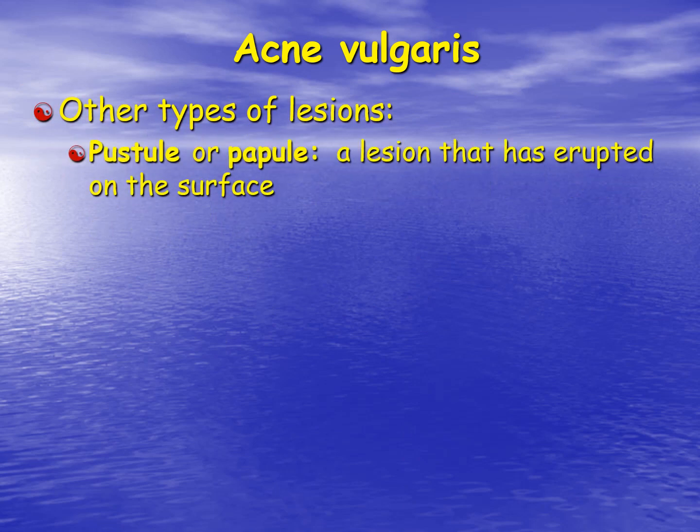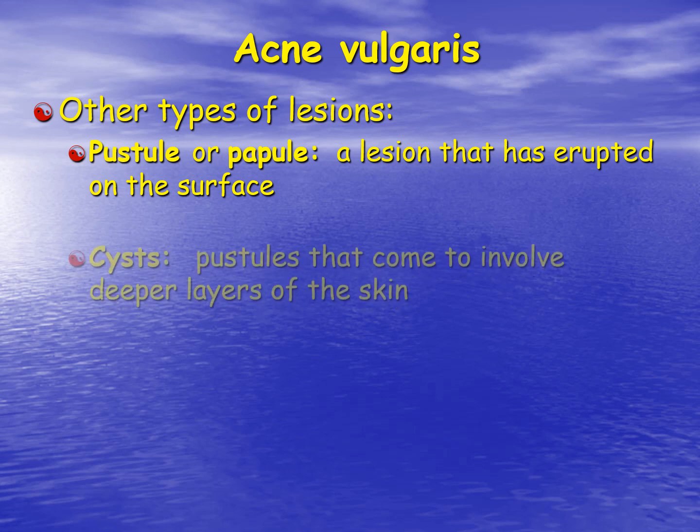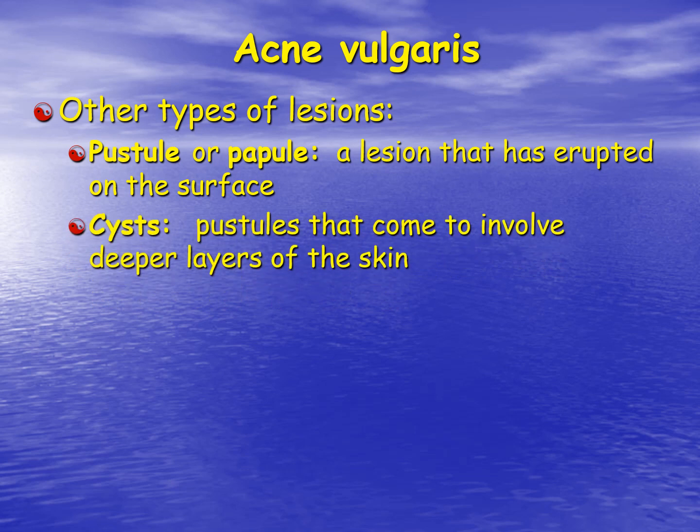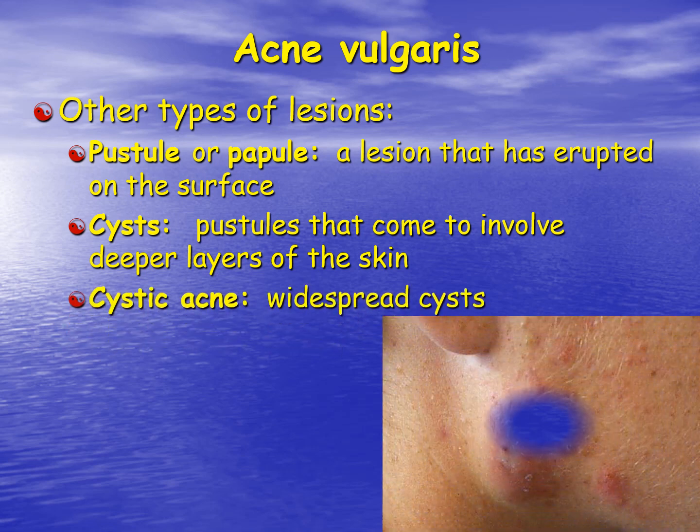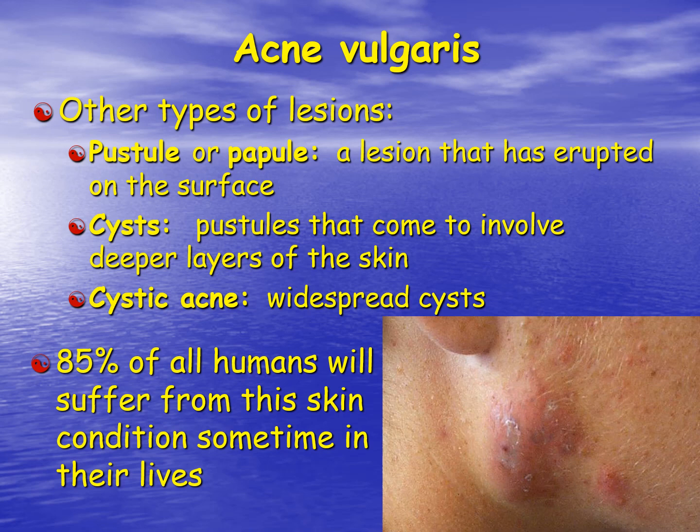Other types of lesions seen with acne vulgaris are pustules or papules, and these are lesions that have erupted onto the surface of the skin. Cysts are pustules that come to involve deeper layers and even the subcutaneous part of the skin. Cystic acne, such as seen here in this picture, actually is going to be a widespread cyst involving quite a bit of different tissues. And 85% of us will suffer from this skin condition sometimes during our lifetime.